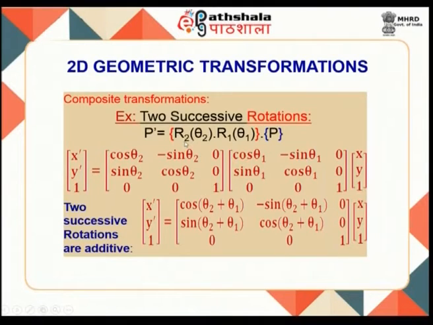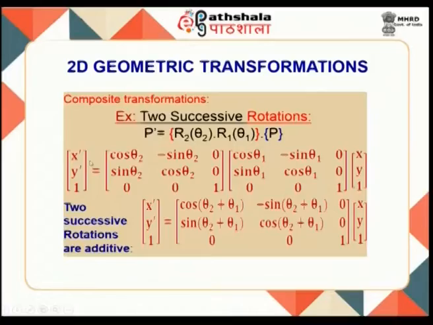Coming to two successive rotations, imagine you are performing a rotation on an object first and then applying another rotation on the resultant object. First it is rotated and then again it is rotated by some other angle. Let theta 1 be the rotation angle for the first rotation, and let theta 2 be the rotation angle for the consecutive second rotation. Assuming all these rotations are positive, that is counterclockwise rotations, as we know very well that counterclockwise rotations are positive, clockwise rotations are negative.